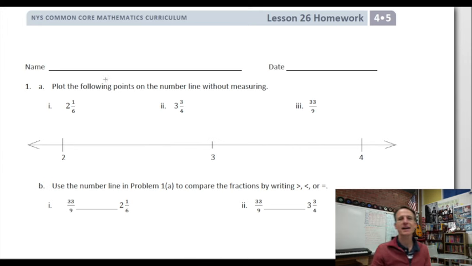It's homework time! Yes! Happy! Homework time is here yet again. Let's start off in the right way.